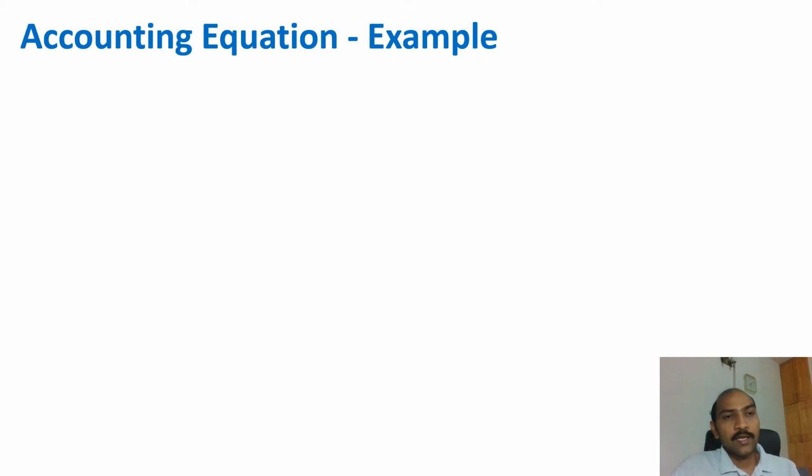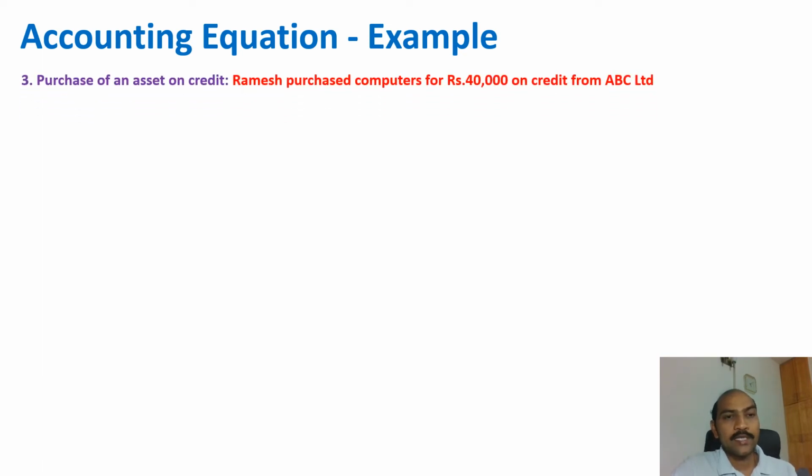Now coming to the third transaction, purchase of asset on credit. In the previous slide we saw that the asset was purchased for cash. In this particular example, Ramesh purchased a computer for rupees 40,000 on credit from ABC Limited. So ABC Limited is the supplier and the cost of the computer is 40,000 rupees.